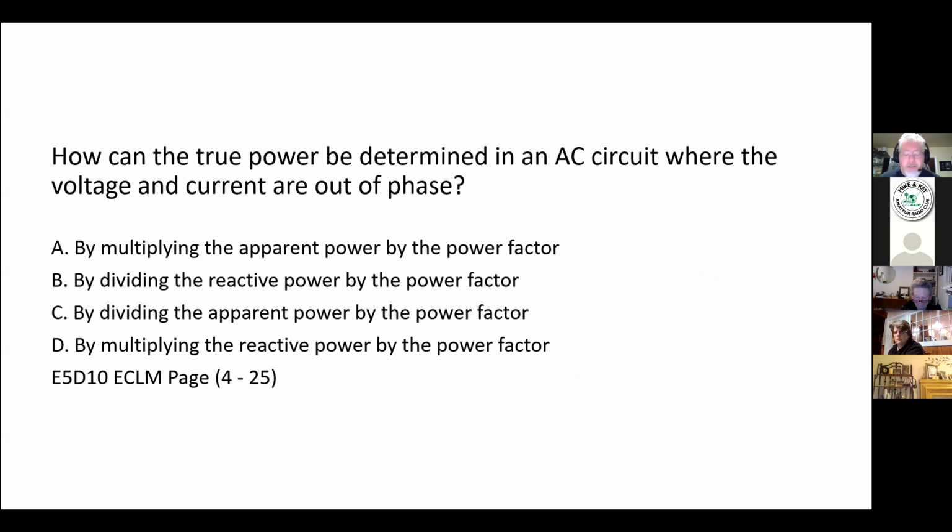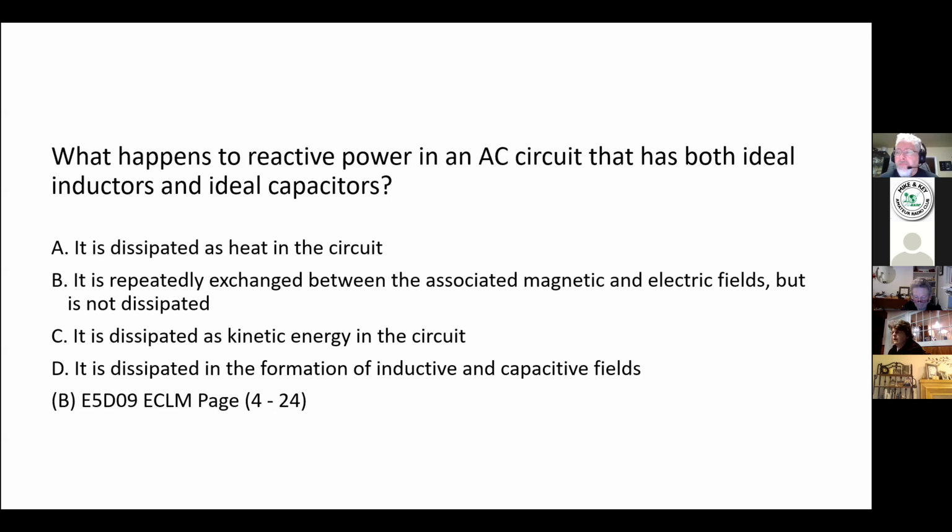Can I ask a quick question, Jim? I don't mean to be difficult. On page 424, I'm looking at the actual question, and I'm trying to look in that paragraph for that wording, and I just can't see it. Am I just missing it, or maybe somebody else can see it? Bravo, repeatedly exchanged between associated magnetic and electric fields, is not dissipated. It's in the first full paragraph at the top of the page.